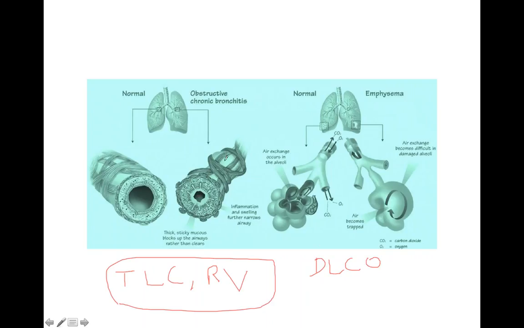In chronic bronchitis, the pathology lies in the terminal bronchioles. In emphysema, it is distal to the terminal bronchioles, in the respiratory bronchioles.